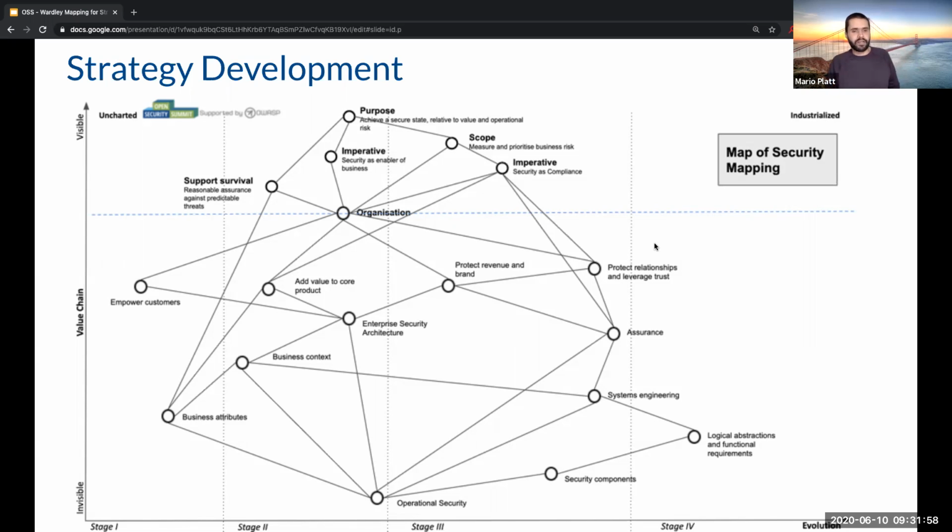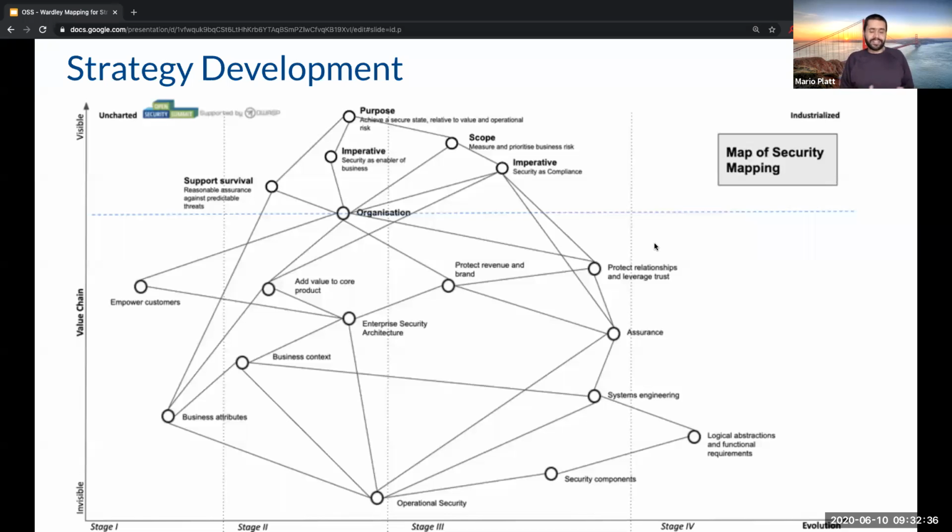So this position is my assessment of where the industry overall is. The imperatives are still mostly around security as compliance, as opposed to security as enabler, and not enough on providing reasonable assurance against predictable threats, and mostly about following fads and the latest buzzwords that Gartner puts out there. So most are very poor, kind of stage one, at empowering customers and understanding the business attributes for security, and only marginally better at understanding the business context and adding value to the core products and services.